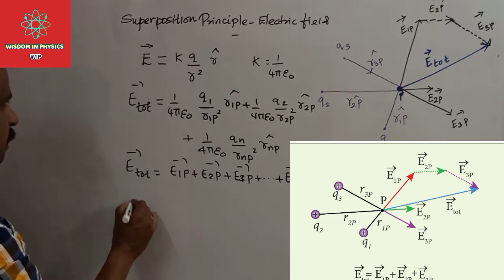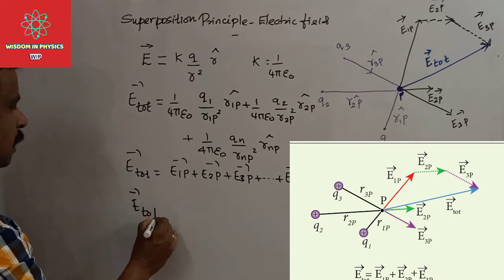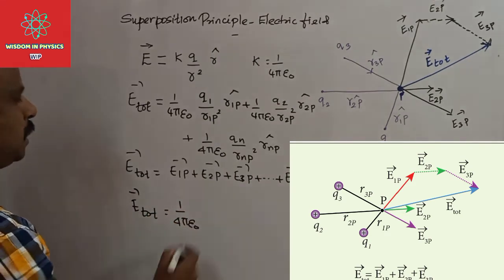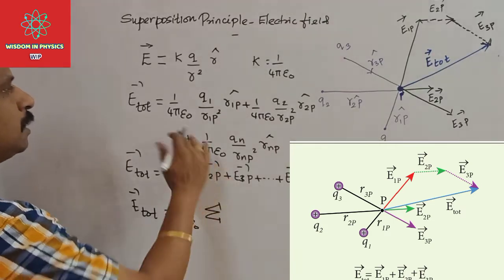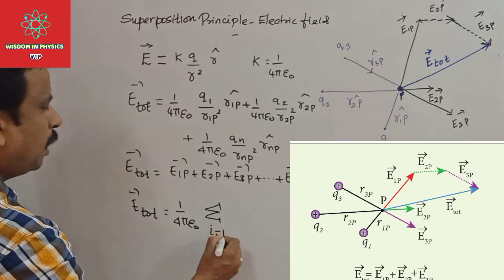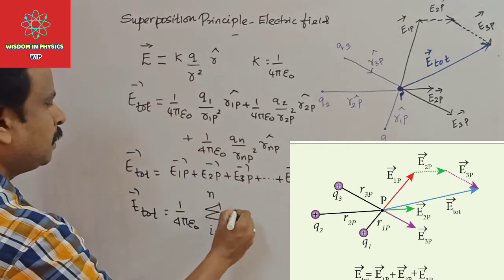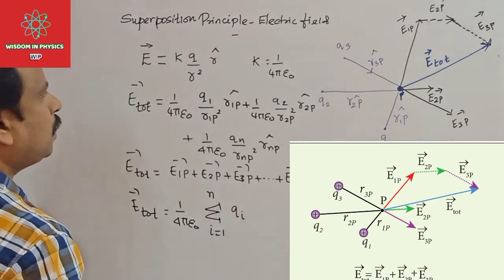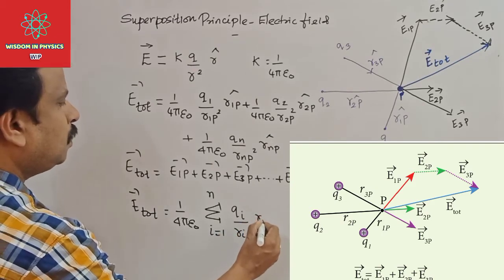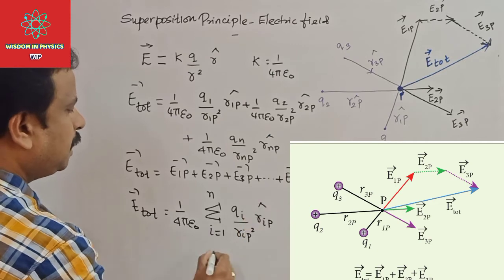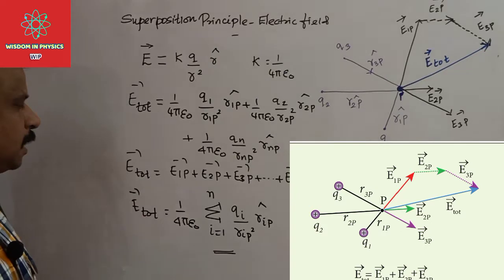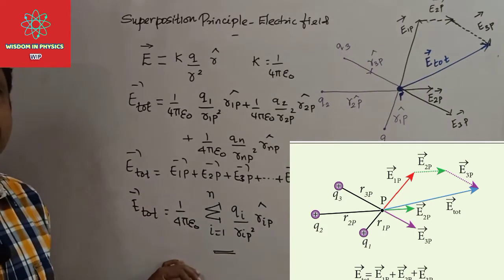So you can simplify this as E vector total is equal to 1 by 4 pi epsilon 0, the constant, sum over, you can represent this by summing, from i equal to 1 to n, Qi, you put index number, Qi divided by Rip square into Rip cap. So this is the representation of the sum of all the electric fields, and that will give you the total electric field. Is it correct?